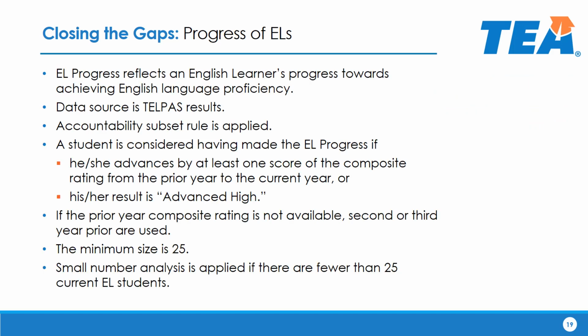Here's how we calculate the progress of English learners. The progress rate reflects an English learner's progress towards achieving English language proficiency. The data source is TELPAS results, and the accountability subset rules are applied. A student is considered having made progress if he or she advances by at least one score of the composite rating from the prior year to the current year, or his or her result is advanced high. If the prior year composite rating is not available, we'll look back up to 3 years. The minimum size criteria is 25, and small numbers analysis is applied if there are fewer than 25 current English learner students.